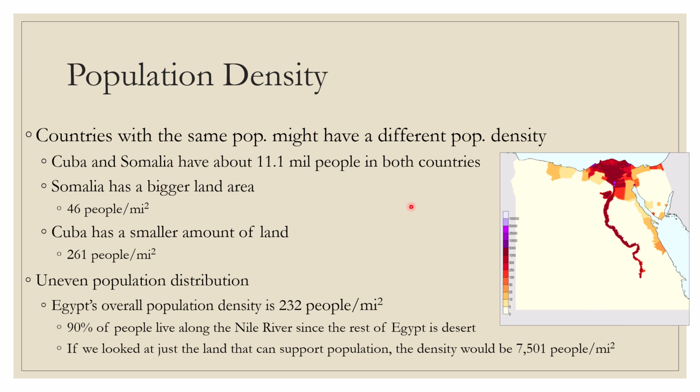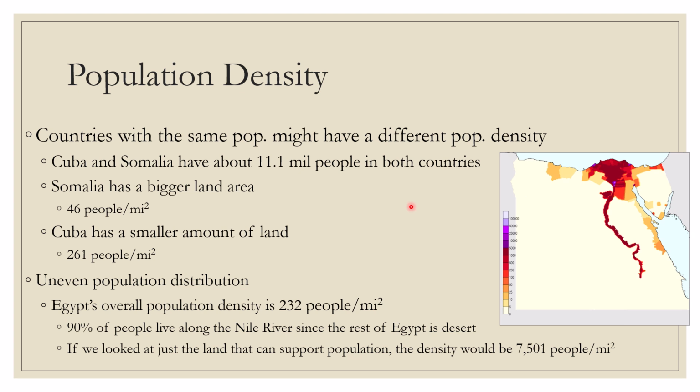And then we can have a country that has whatever for a population and compare it to another country with the same population, but they can have completely different population densities. So for example, you have Cuba, which is an island in the Caribbean, and Somalia, which is a country in Africa. They both have 11.1 million people. However, Somalia has a lot more land than Cuba. So their population density is less. They're less dense. They have 46 people per square mile, whereas Cuba, which is an island, has 261 people per square mile.